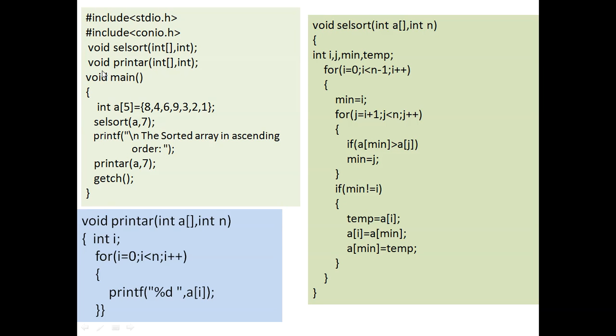After that, it will jump to the second line. In the second line, we are calling the selection sort function, and we are passing the name of the array A and the total number of elements, 7 in this case. This is a very important step: we should know the name of the function, the name of the array that we are passing, and the total number of elements that we pass as arguments to this function.